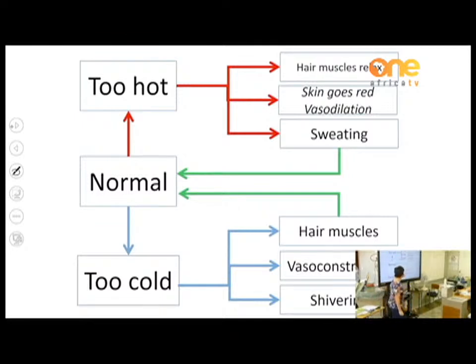Vasoconstriction, and we can say shivering will take place, which is a bit different than sweating. So if you have less sweating there, you are correct. You can also add the less muscle contraction.